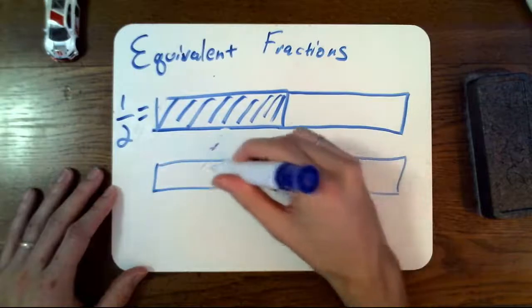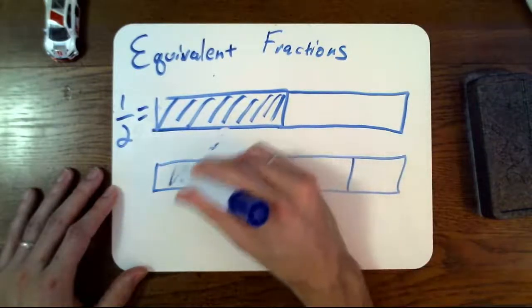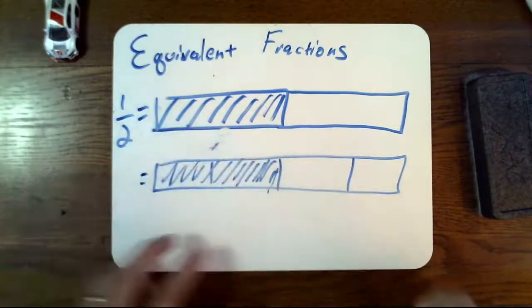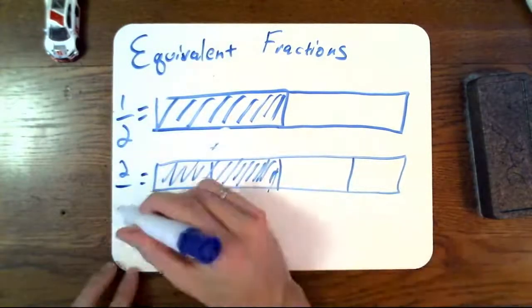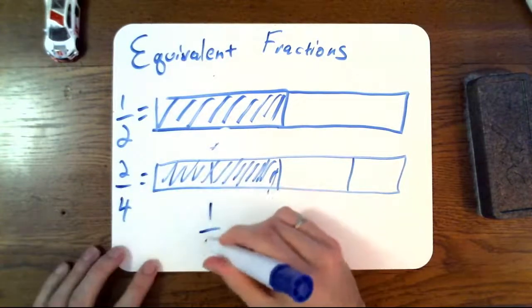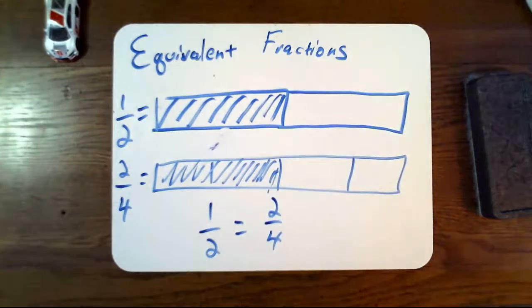So what if I chop that up into 4 pieces, but there's still the same shaded amount? Now how many pieces are shaded? Well, there's 2 pieces here that are shaded out of 4 pieces. So 1 over 2 is the same as saying 2 over 4.